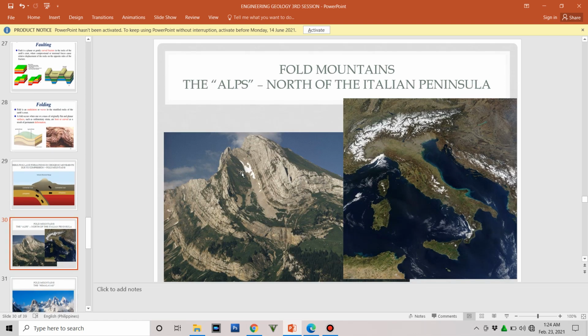So as an example of fold mountains, we have here a close view of a folded mountain. Ito yung the Alps, ano? So roughly mark the top of the boot of the Italian peninsula. So ito matatagpuan siya sa Italian peninsula. So kasi yung Italian peninsula, it is in the shape of a boot on the map, as you can see. So on top of that are the Alps. Okay, kaya tinatawag siya na top of the boot of the Italian peninsula.